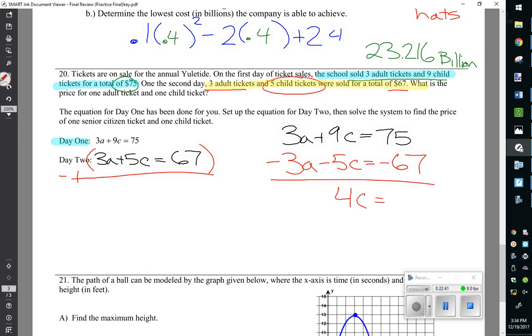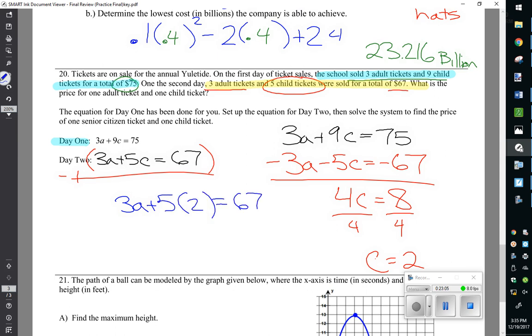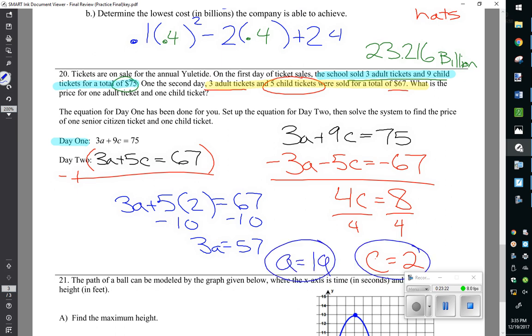That's going to get you 4c, and 75 minus 67 is going to be 8. Divide by 4, divide by 4. C is 2. It is $2 for a child's ticket. Once I find that out, I'm going to plug it back into that bottom equation. 3a plus 5 times 2 for the children's tickets is 67. So I'm going to subtract 10 from both sides, because 5 times 2. So I'm going to take 57 and divide it by 3. My A is going to be 19. It is $19 for an adult ticket and $2 for a child's ticket.